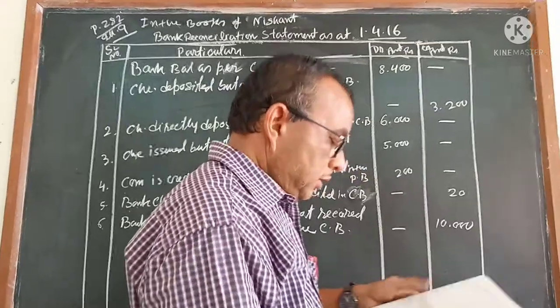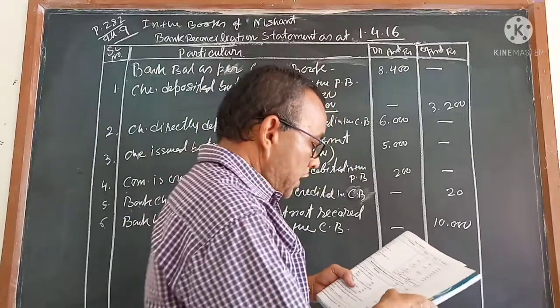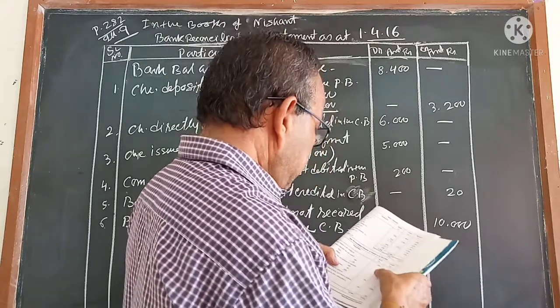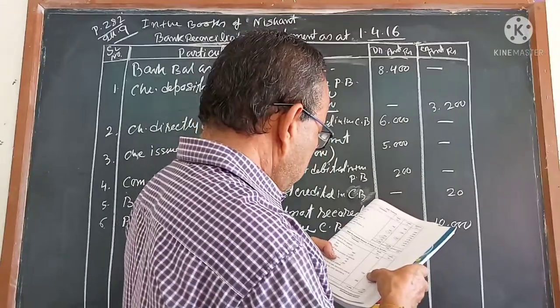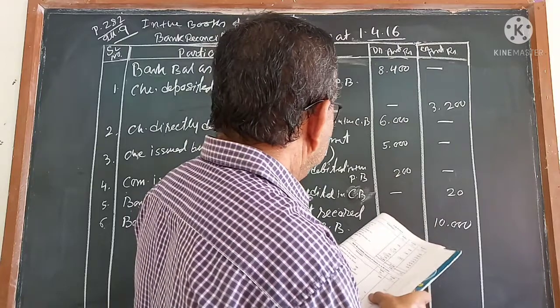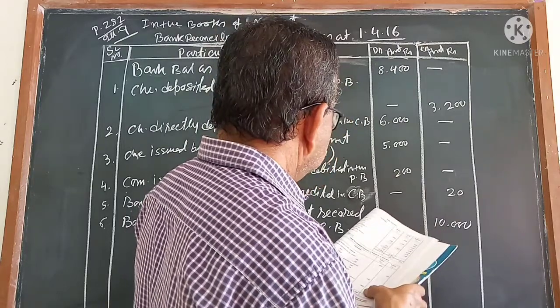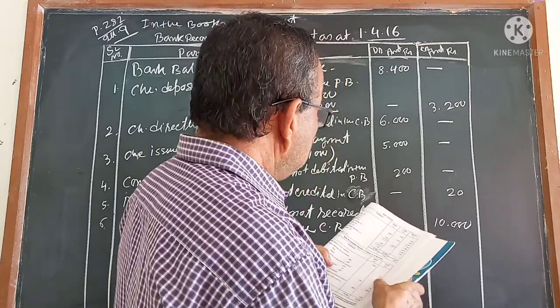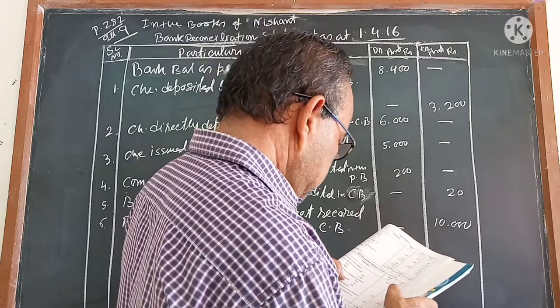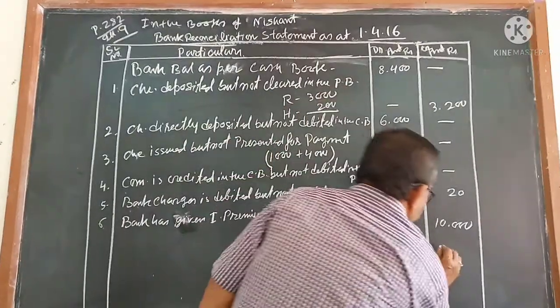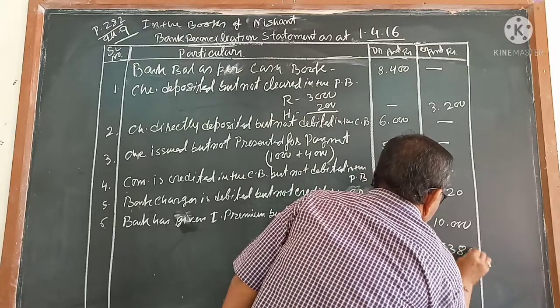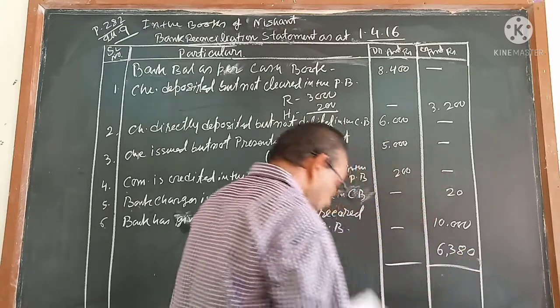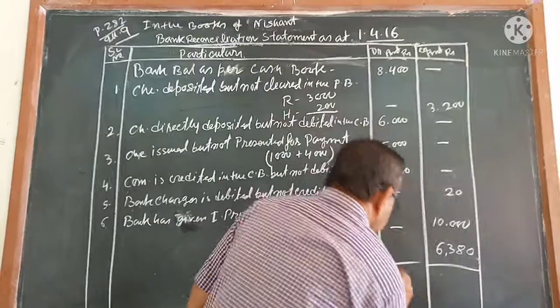Now let us see the answer from your book. 8,400 debit. Next is 5,200. Okay, I combined 5,200 and 6,000, all three, 3,200, 20 and 10,000. Now 6,380 is the answer. And the total you will get is 19,600.